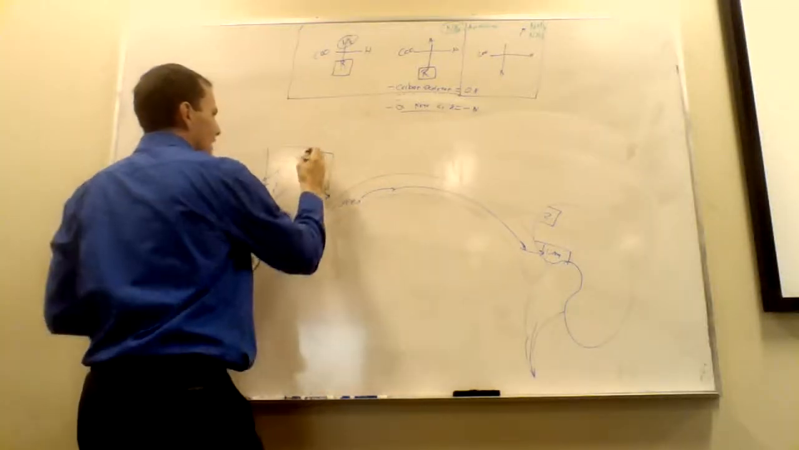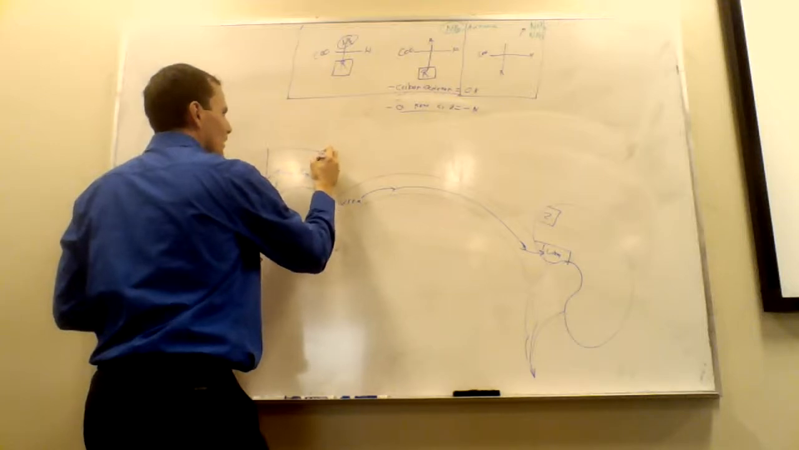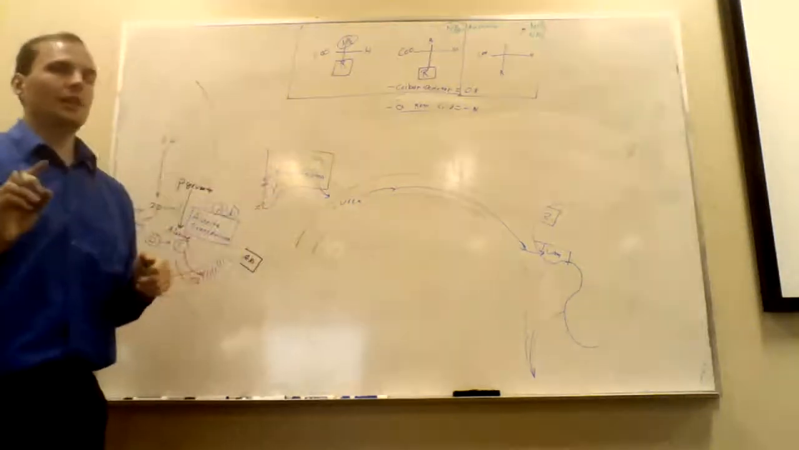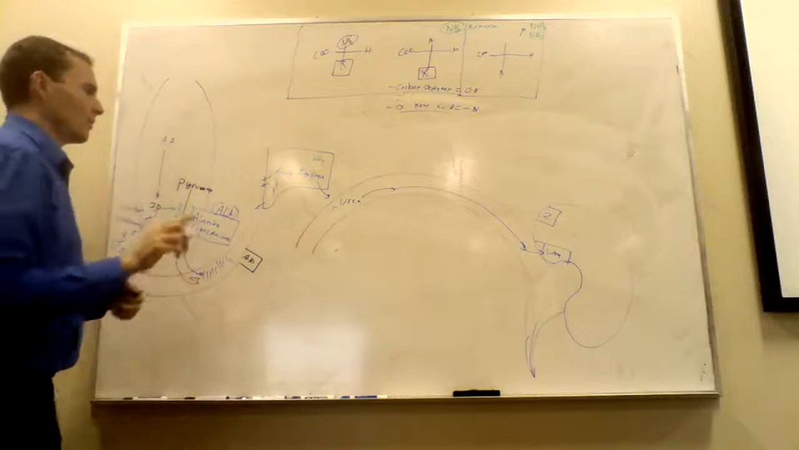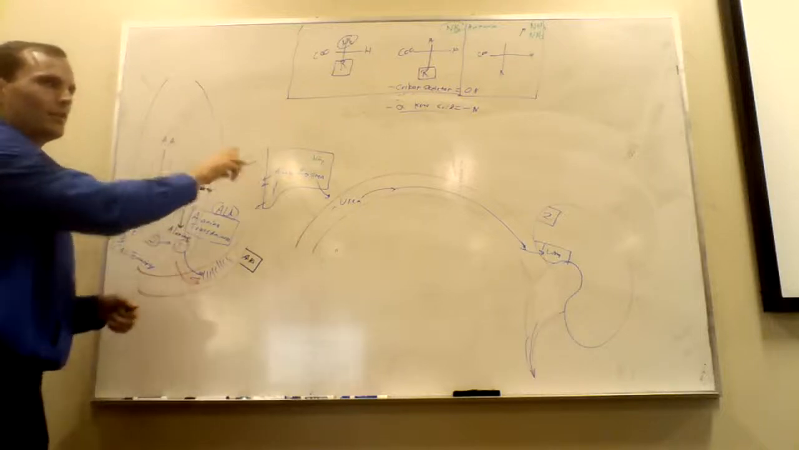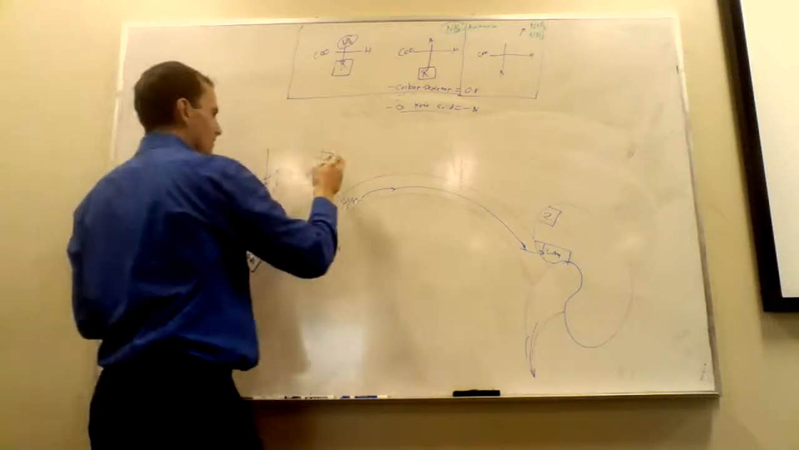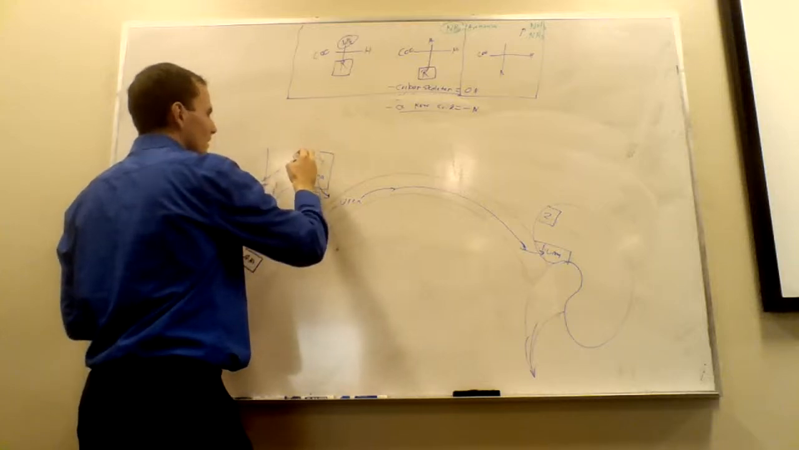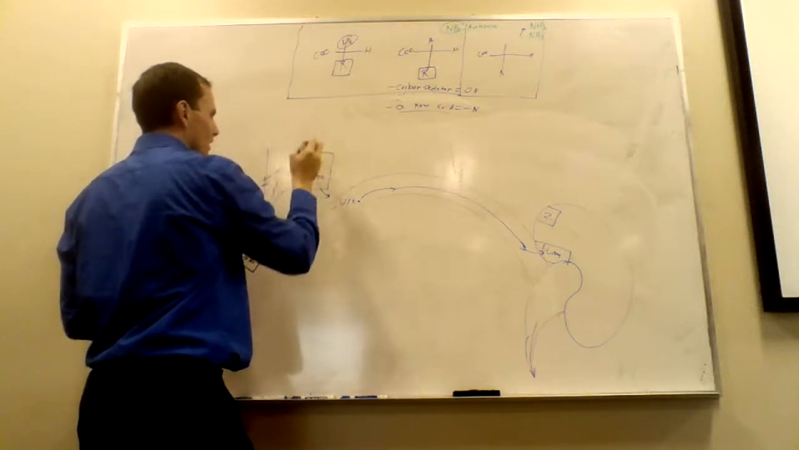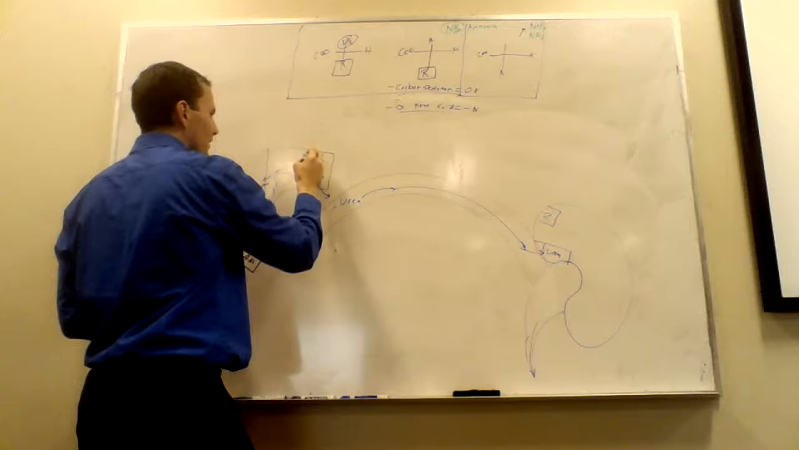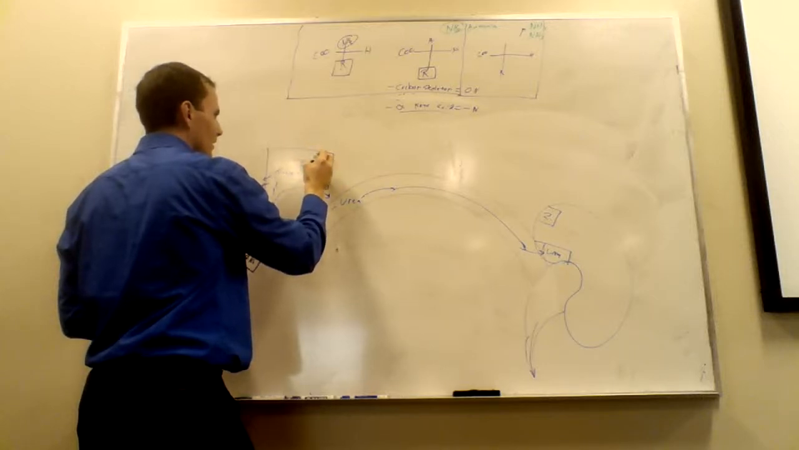So alanine actually lets go of its nitrogen without putting it on anything else. So it's not transamination in the liver, it's deamination. So right here we have deaminase.